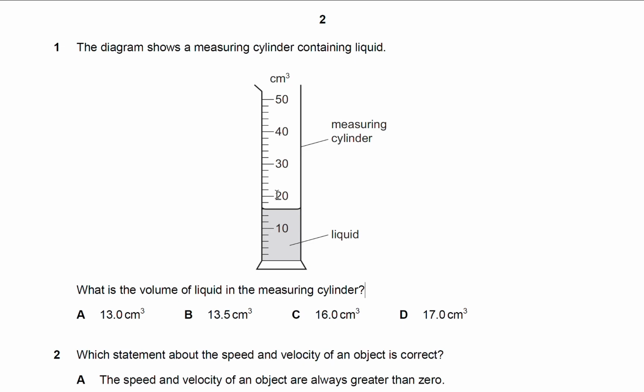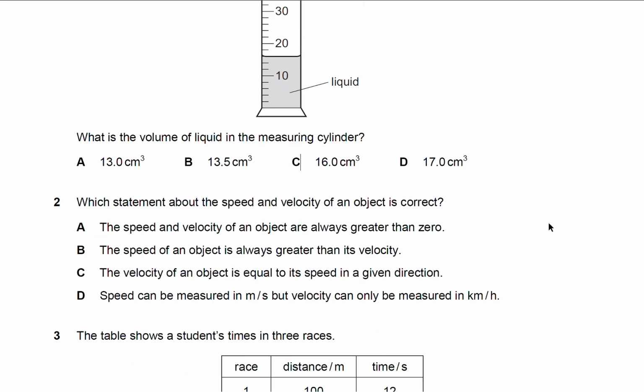10, 20, 30, in between there are 5 divisions, which means each division is 2. So 10, 12, 14, 16, 16 centimeter cube. So 16 centimeter cube, that should be C. Let's move into the second question.